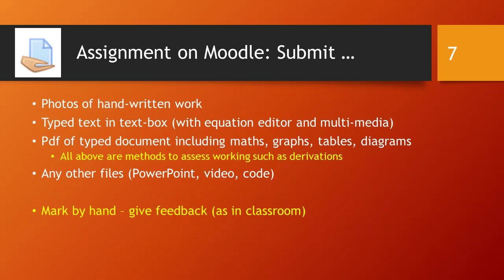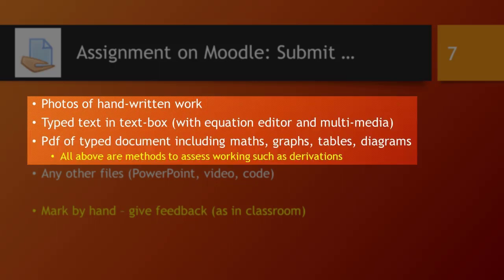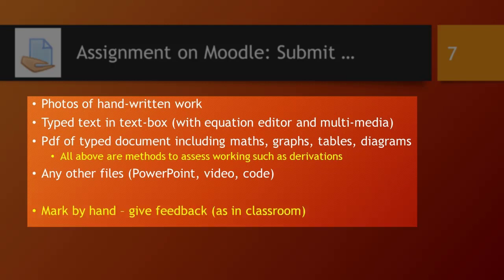The Moodle assignment activity allows a student to submit photos of handwritten work, so they can write a mathematical derivation or diagram on paper, photograph it with their cell phone, and upload the photo. Or they can type text and maths and include diagrams, tables, and graphs in the text box or in an uploaded file. They can also upload other media such as a PowerPoint presentation, a video, or code. These are marked by hand by the teacher in the traditional classroom way and returned with comments via Moodle.